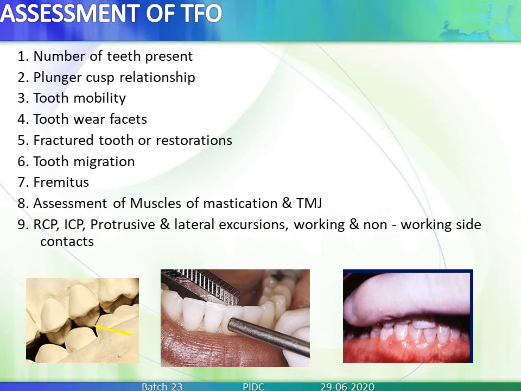Next, coming on to the other assessment factors: tooth mobility, as I told you already; tooth wear facets, for example, you could see untreated spots on the occlusal surface of the teeth; fractured teeth or restorations; tooth migration. The Fremitus test would be possible, assessment of muscles of mastication and TMJ, the retruded contact position or the intercuspal position, protrusive and lateral excursions, working and non-working contacts. All this has to be assessed for telling that the particular tooth has trauma from occlusion.